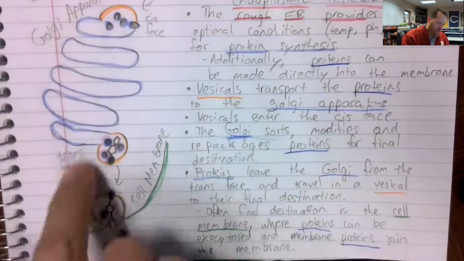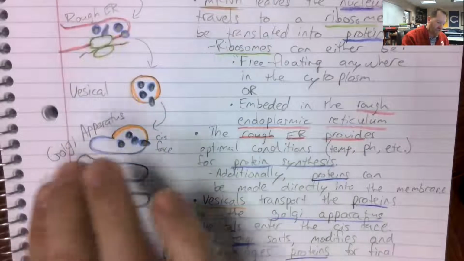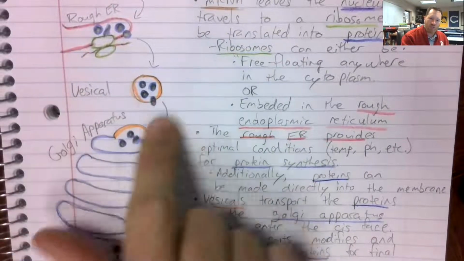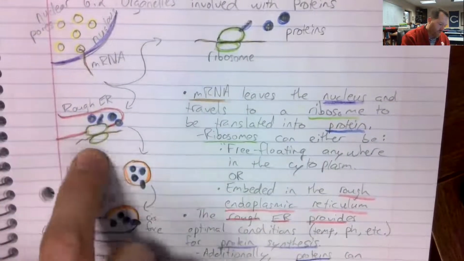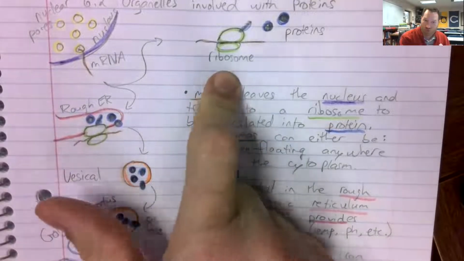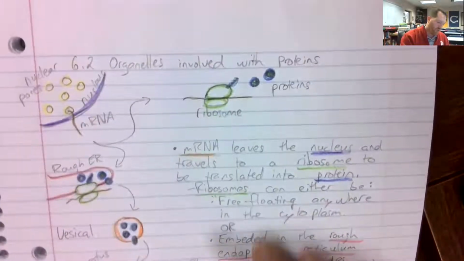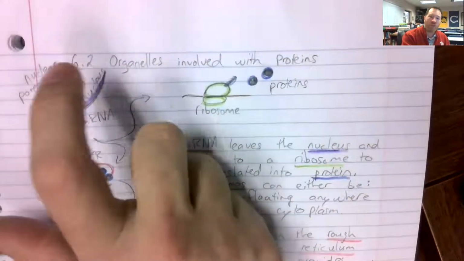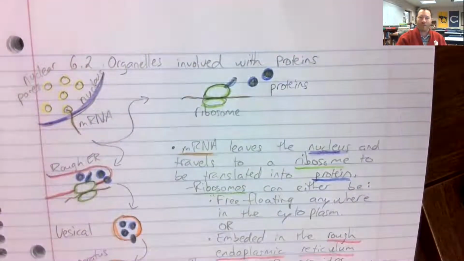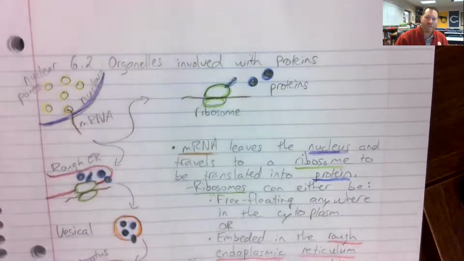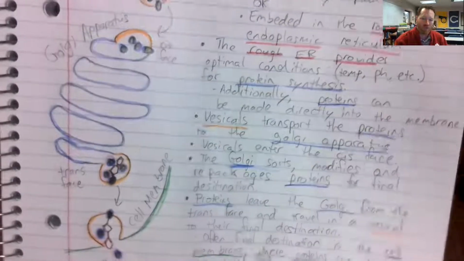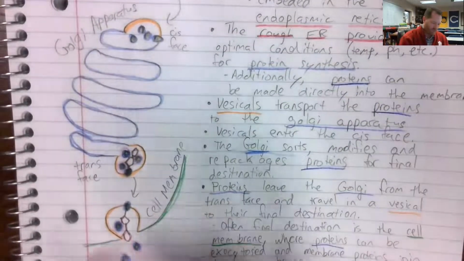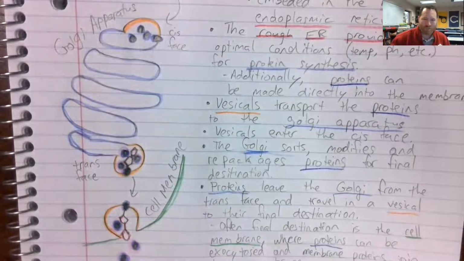Got the cell membrane, the trans face and cis face of the Golgi apparatus. Got these transport vesicles that take the proteins from one area to another. The rough ER, which has ribosomes, but ribosomes can also be free-floating. The mRNA is a copy of the DNA that comes out of the nucleus, specifically out of nuclear pores. So that's kind of in a nutshell what's going on inside of all your cells all the time with proteins.